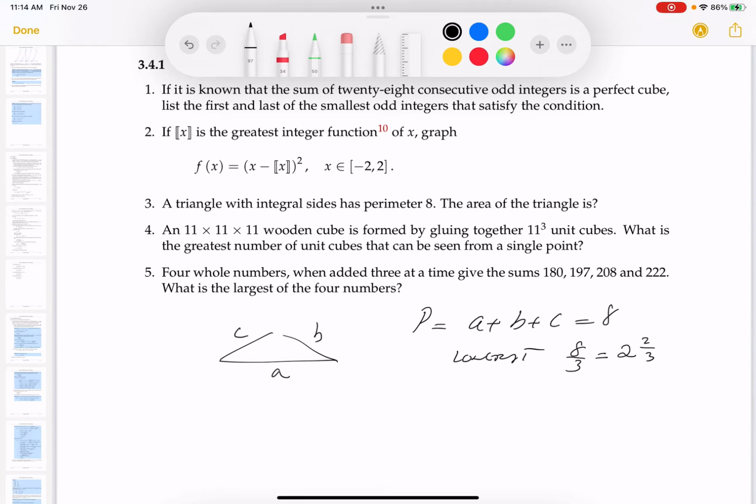So that's if all sides were equal, but that's not an integer. 2 and 2/3 is definitely not an integer. So then someone says, what would the longest side be? Well, the longest side would have to be 3, all right? So I'm going to say the longest side is 3. Now again, the question is, what's the area? But now I know B plus C is equal to 5.